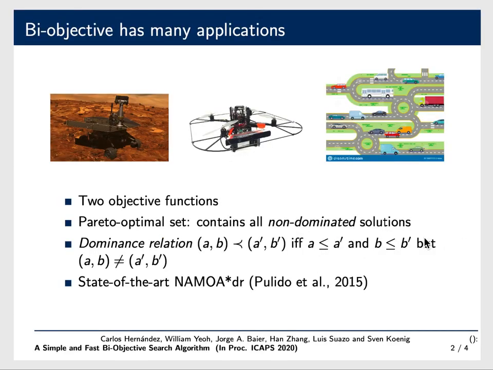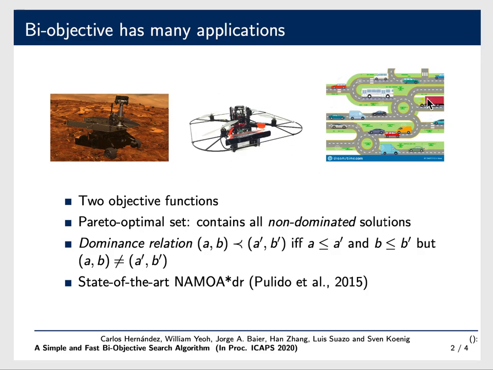Before continuing, I'm going to introduce you to the problem. The bi-objective search problem is a form of graph search in which the objective is to reach a goal state from a start state. The main difference with traditional search is that there are two objective functions that need to be optimized. So for example, in robotics, these two functions could be the distance traveled and the battery consumed.